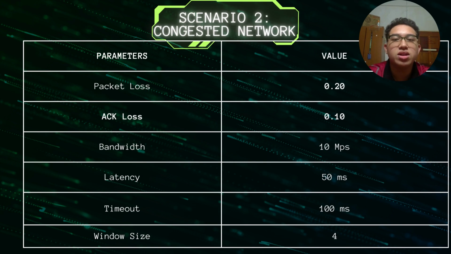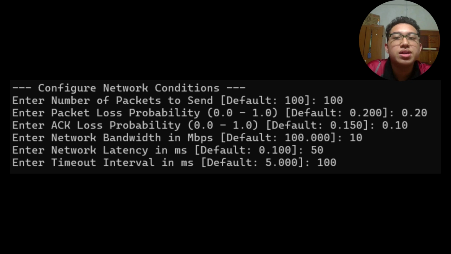We also set a longer timeout interval of 100 milliseconds. These conditions are intended to test how each ARQ protocol handles frequent losses and delays, and how well they recover using retransmission. This scenario will likely show increased retransmission count and reduced throughput, especially for protocols that don't handle loss efficiently. These are configured network conditions for scenario 2.